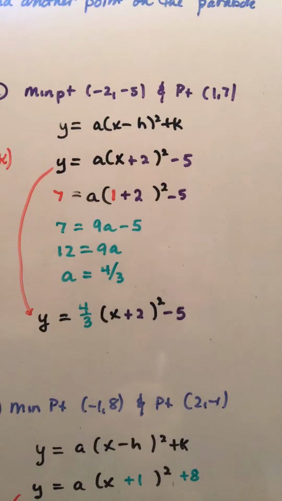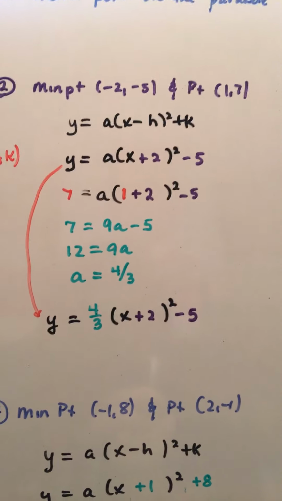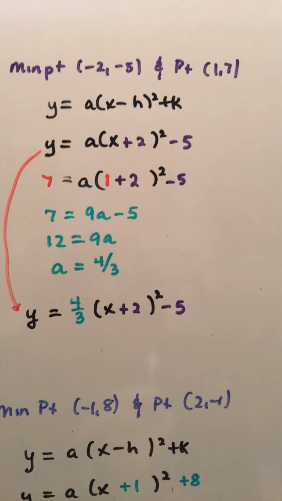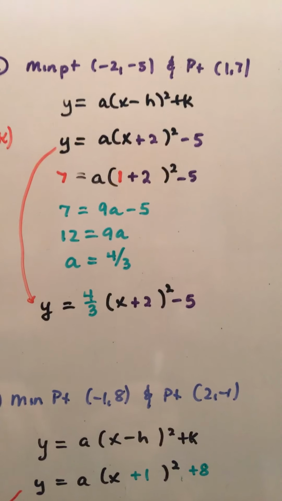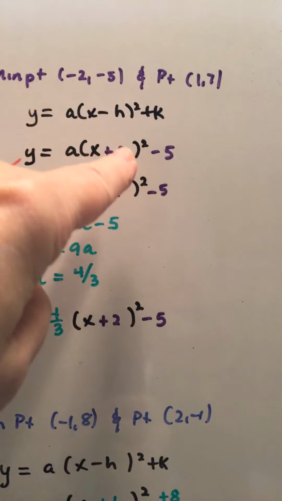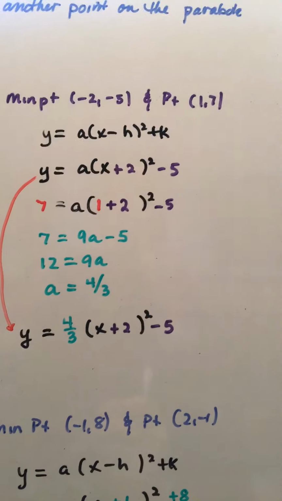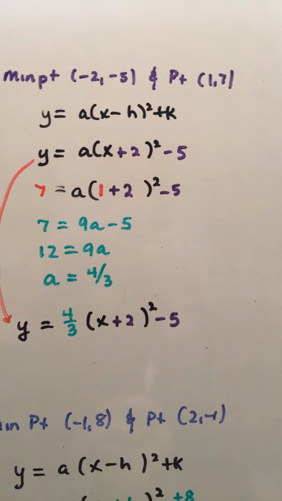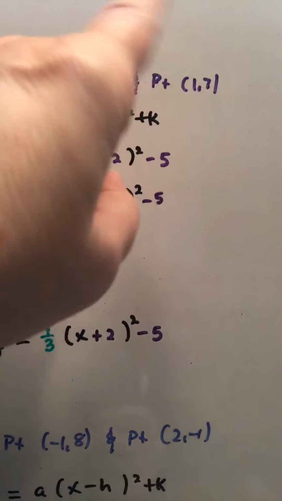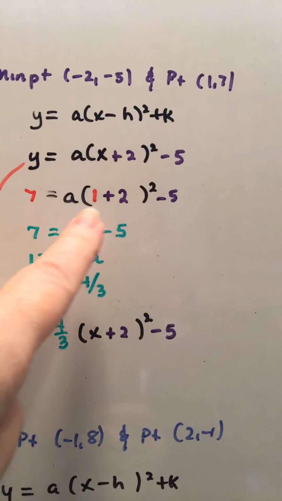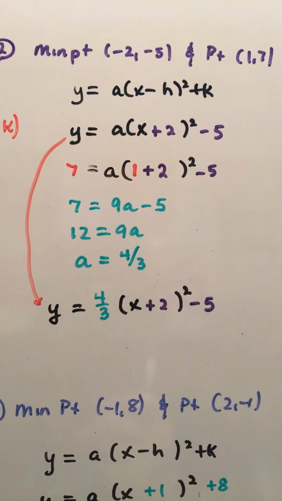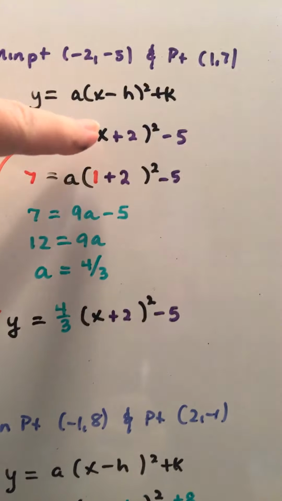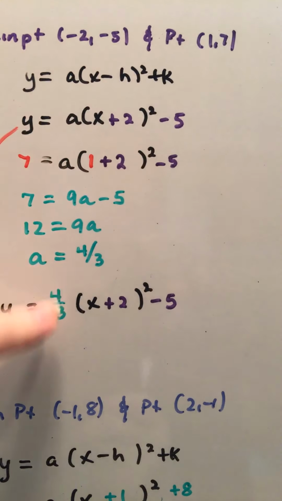Here's the next problem. I tell you it's a min point. I don't need to tell you that. I could have just called it a vertex. Okay, but I either have to say vertex, max, or min for this to work. And so my min point, I put the opposite and I keep it. And so there's my equation if I only know A. I now take the given extra point. My Y is 7, my X is 1. 3 squared is 9. I solve my equation. A is 4/3. Notice here's my equation. I just need to replace A with 4/3.